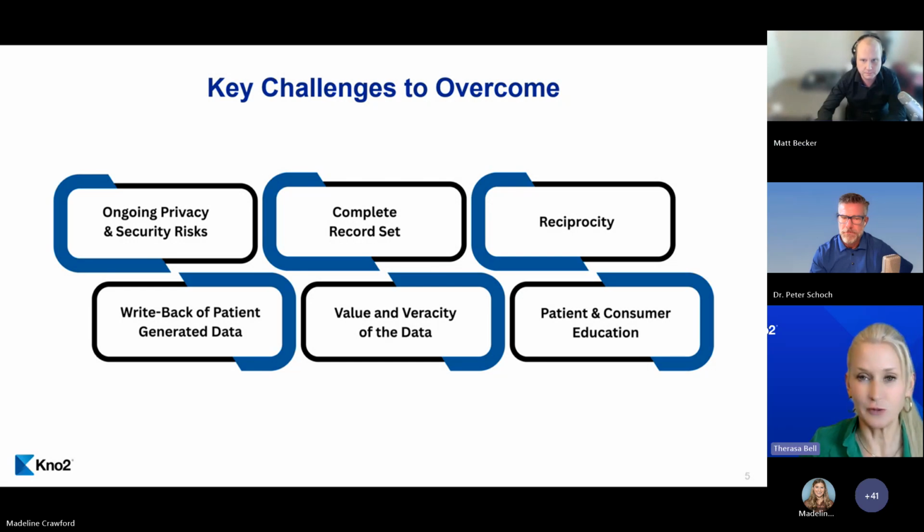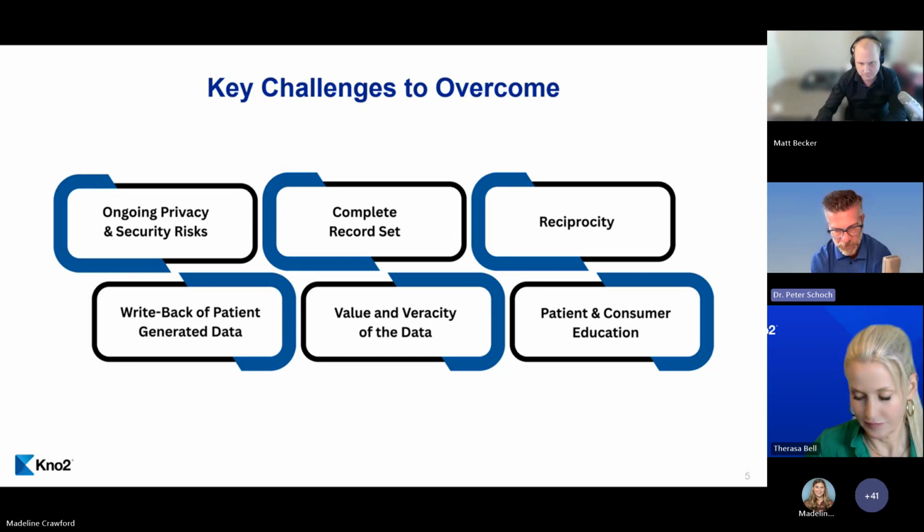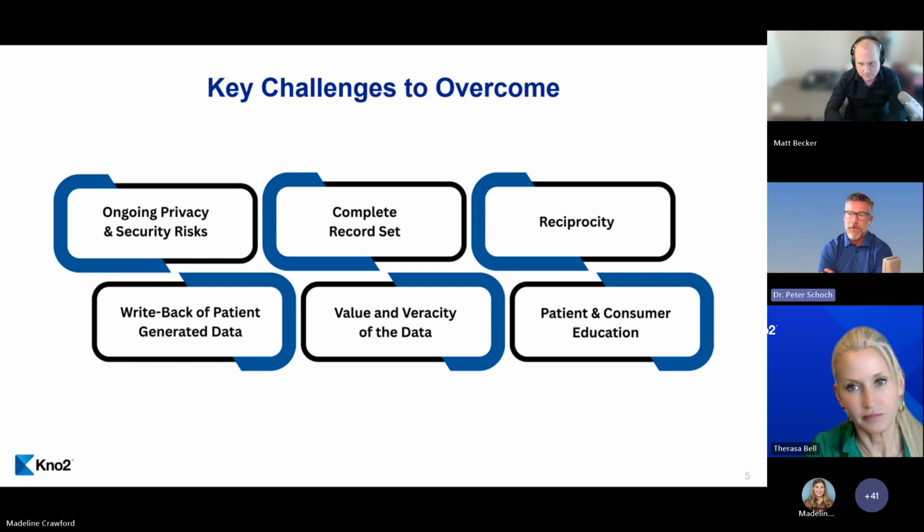Great. And Dr. Shuck, I don't know if you want to add anything there. Otherwise, I'm going to move on in the interest of time here. Yeah, not on that. I was going to move on to complete record set and write back of patient data, and those kinds of conversations, because I do think one of the challenges is that, and Matt knows this well from his previous life around the Open Notes project, we speak two different languages. Providers and patients speak two different languages.